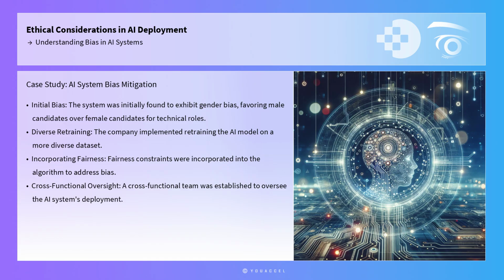Practical application of these strategies can be seen in the case study of a hiring AI system used by a leading tech company. The system was initially found to exhibit gender bias, favoring male candidates over female candidates for technical roles. To address this issue, the company implemented a multifaceted approach that included retraining the AI model on a more diverse dataset, incorporating fairness constraints into the algorithm, and establishing a cross-functional team to oversee the AI system's deployment. These efforts resulted in a significant reduction in bias, leading to more equitable hiring outcomes and increased trust in the AI system.